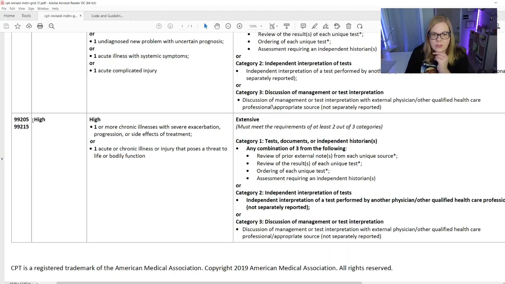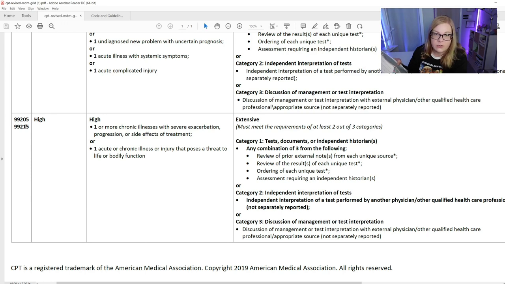Now, the difference between the 99205 and the 99215 is the new versus established, and that goes back to our definitions in our CPT book. So in your CPT book, they do provide a decision tree for new versus established patients, which is helpful. But basically, a new patient is one who has not received any professional services from the physician or qualified healthcare professional in the exact same specialty and subspecialty.